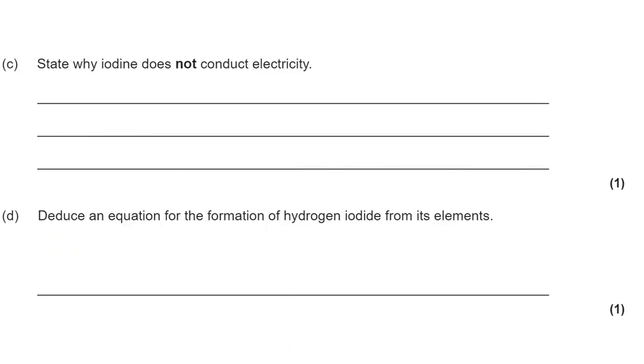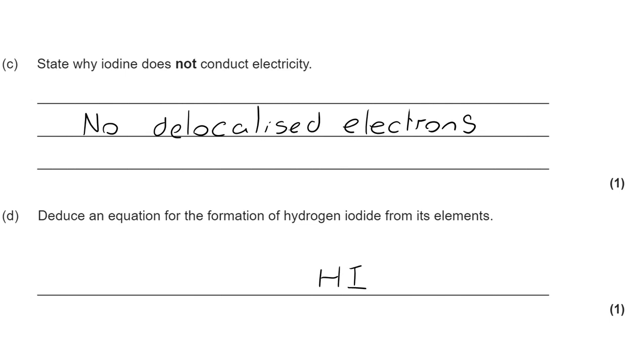Going to move on to part C. Why iodine does not conduct electricity? Very straightforward, it has no delocalized electrons. For the equation forming hydrogen iodide from its elements, we're told that it's HI, and we know that anyway. H is +1 and I is -1. You have got to remember that hydrogen and iodine exist as diatomic elements, and then you need to balance it.